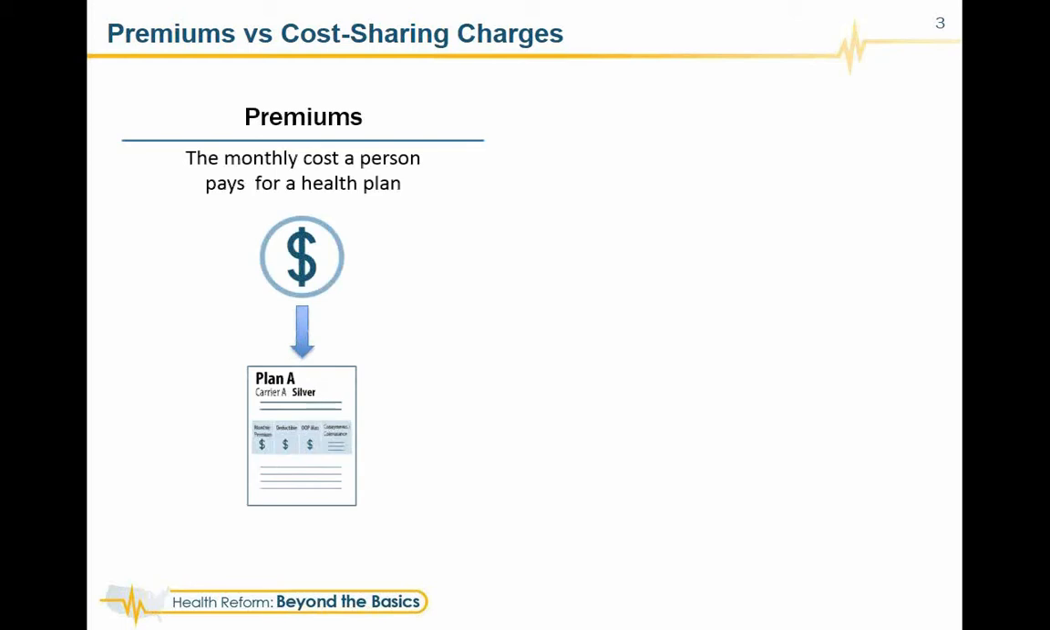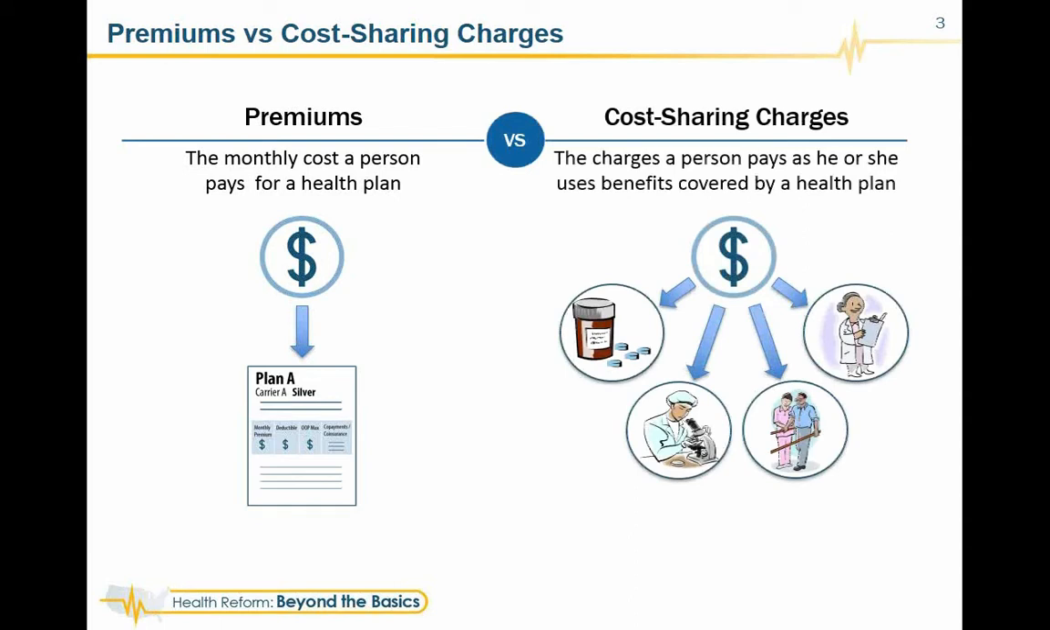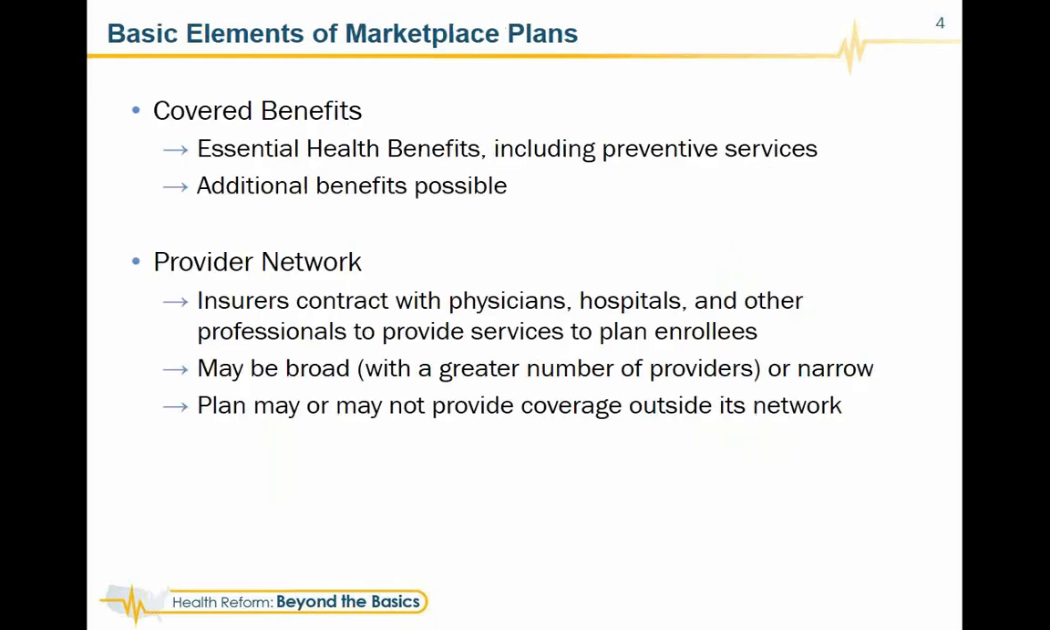Another important aspect of the plan from the consumer's perspective is the cost sharing charges. These are the things that the person pays out of pocket when they use a healthcare service under their plan. Then the different components of the plans that we're going to be talking more about today are the covered benefits. In this case, that's the essential health benefits under the federal law, which includes preventive services. Additional benefits may be covered under people's plans.